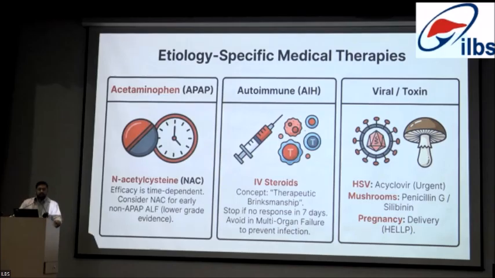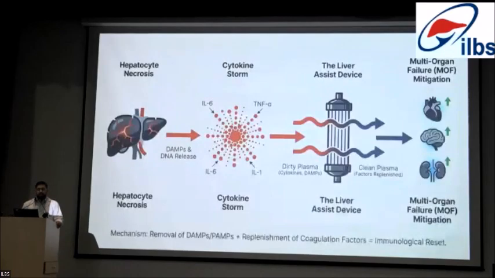There are etiology-specific therapies as well: in acetaminophen poisoning, acetylcysteine, which is time dependent and important. In autoimmune hepatitis, steroids have been tried, but they should not be given for more than 7 days if there is no response. In herpes, HSV, acyclovir; in mushroom poisoning, penicillin G; and in pregnancy, delivery. So these are etiology-based medical therapies.